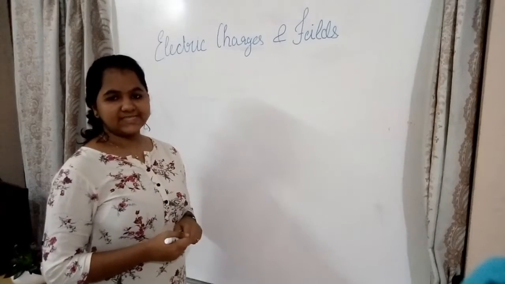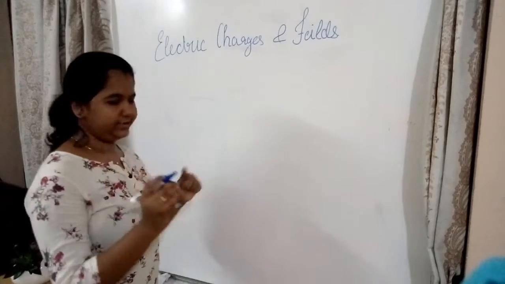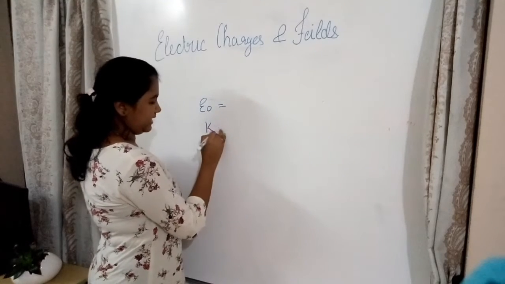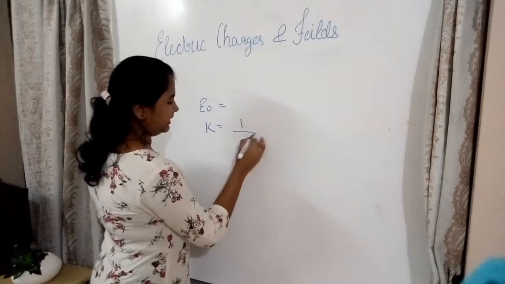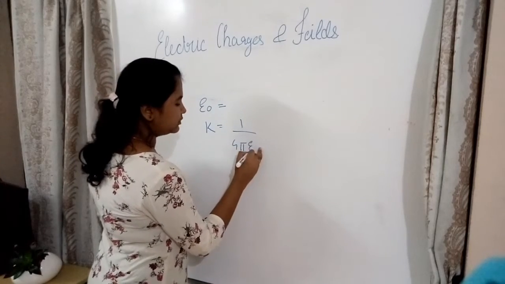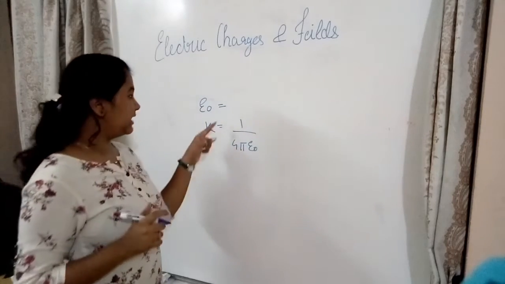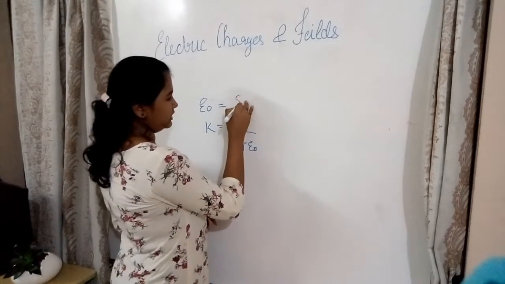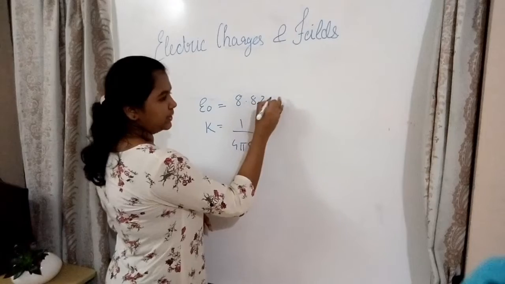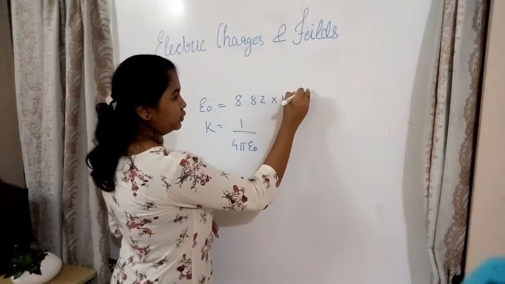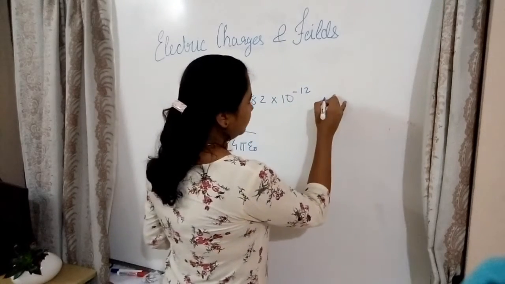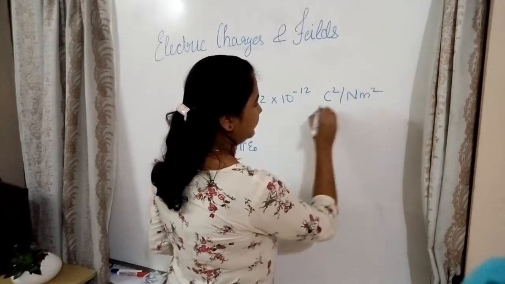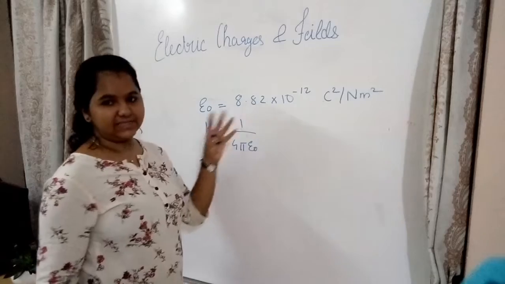So now we have to discuss about the two terms in the equation. So first one is epsilon 0, the second one is k. K is equal to 1 by 4 pi epsilon 0. So we find out the value of epsilon 0 first. We know that epsilon 0 is equal to 8.85 into 10 raised to minus 12 Coulomb square per Newton meter square.